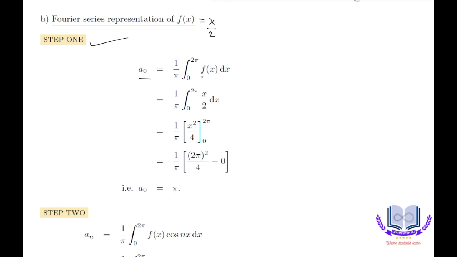For the given limit, we will replace the value of f(x), and then we will do the integration of x by 2, and whatever answer we get, we will simply input the limits into it. Then after solving this, we get the value of a naught as 5. And this is a simple thing.